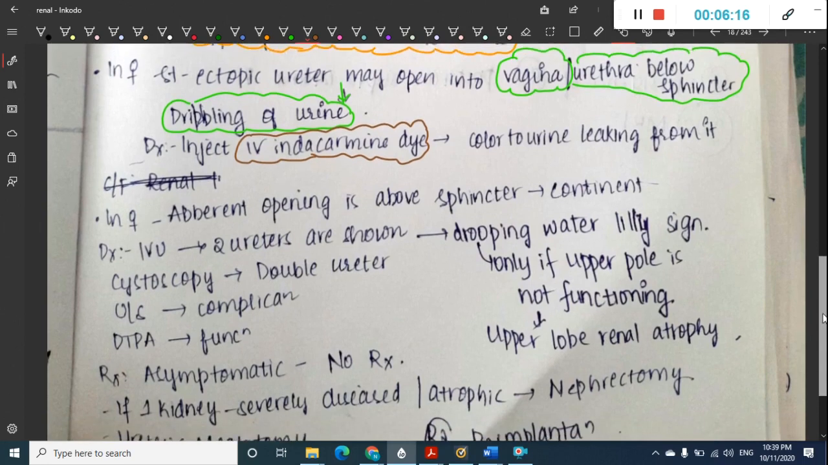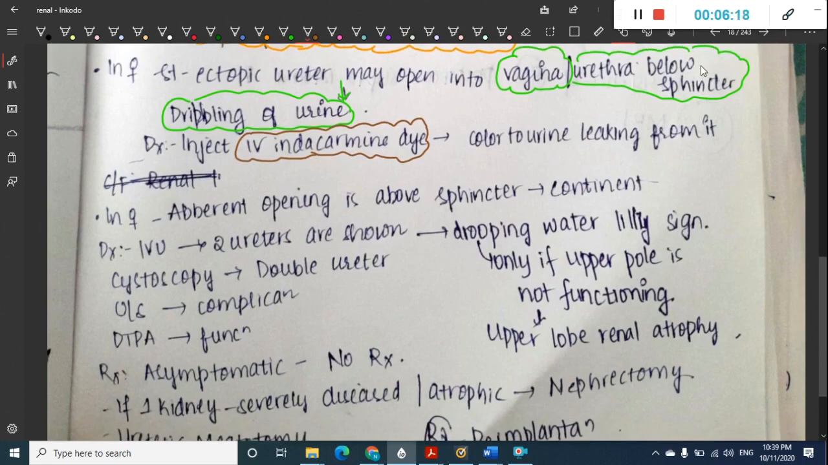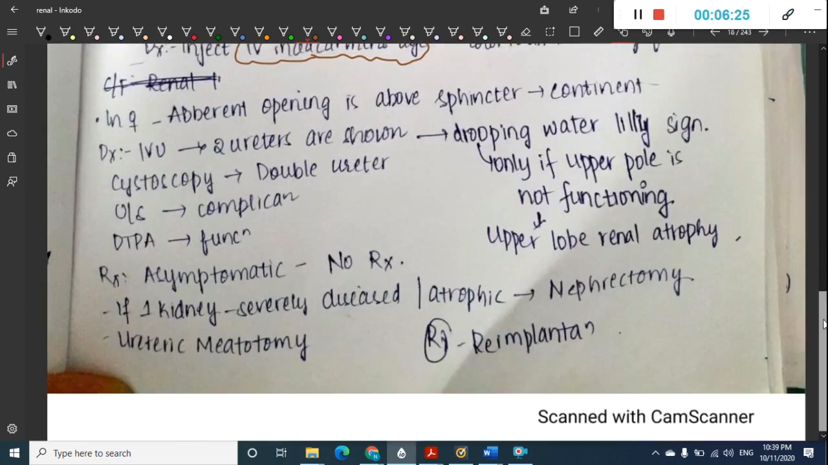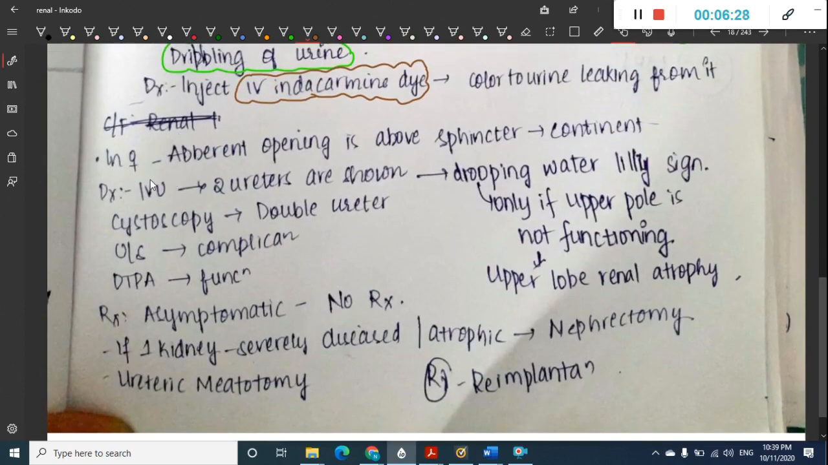In females, if the opening is above the sphincter, obviously it is continent, but if the opening is below the sphincter, then it is mostly incontinent. Then for the diagnosis, you can use IVU.